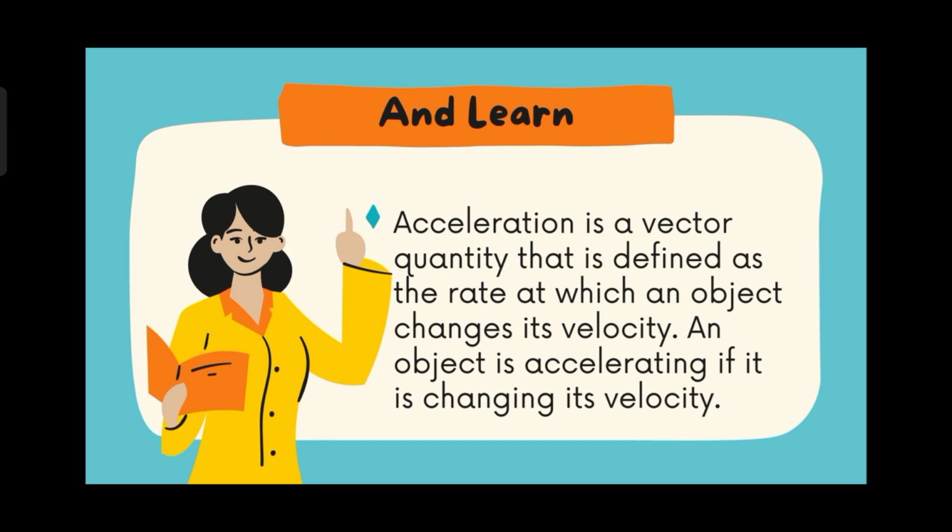Lastly, we have acceleration. Acceleration is a vector quantity that is defined as the rate at which an object changes its velocity. An object is accelerating if it is changing its velocity. Acceleration is the rate at which velocity changes with time in terms of speed and direction. A point or an object moving in a straight line is accelerated if it speeds up or slows down. Motion on a circle is accelerated even if the speed is constant, because the direction is continually changing.